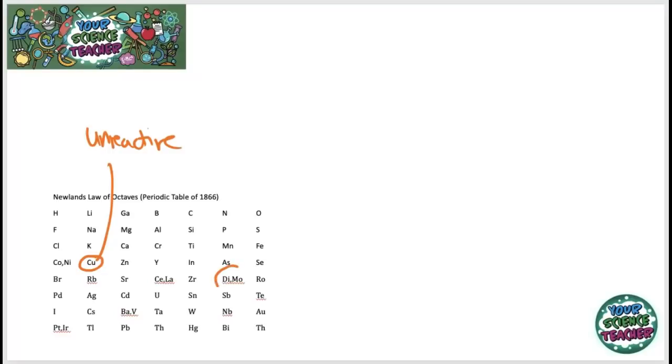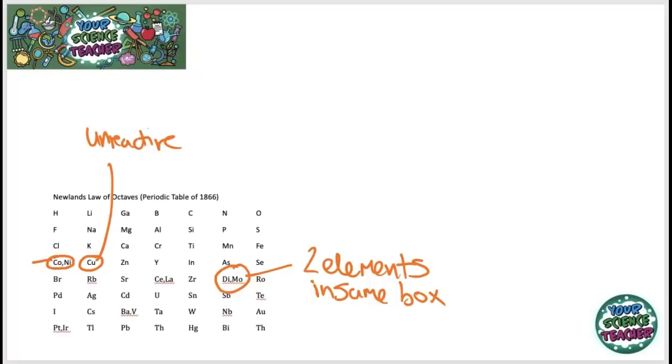Also, he's put two elements in the same box, and this was a big no-no for a lot of scientists. And as well as this, he has also mixed up some metals and non-metals and put them in the same group as one another. For example, here I've got hydrogen, fluorine, and chlorine, which are non-metals, and in the same group he's put cobalt and nickel, and these are metals obviously, and they should not be in the same group as non-metals.